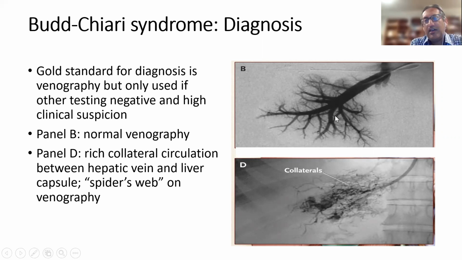You can see the classic pattern of all the veins. But then, something I've seen in board questions in the United States is a rich collateral network between hepatic veins. It looks like a spider web, and this is very classic for Budd-Chiari syndrome.